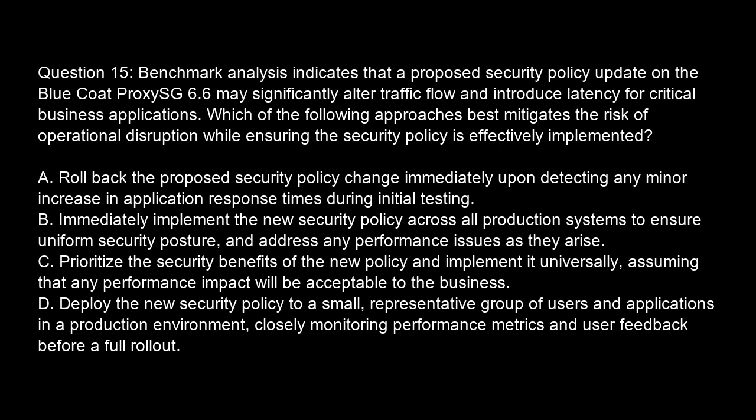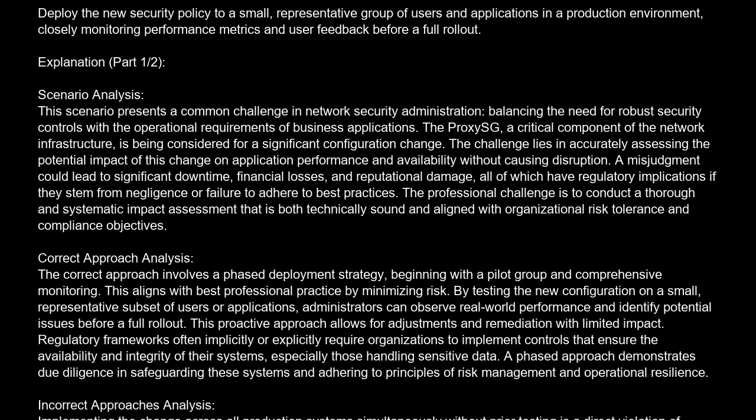Option C. Prioritize the security benefits of the new policy and implement it universally, assuming that any performance impact will be acceptable to the business. Option D. Deploy the new security policy to a small, representative group of users and applications in a production environment, closely monitoring performance metrics and user feedback before a full rollout. The correct answer is D. Deploy the new security policy to a small, representative group of users and applications in a production environment, closely monitoring performance metrics and user feedback before a full rollout.